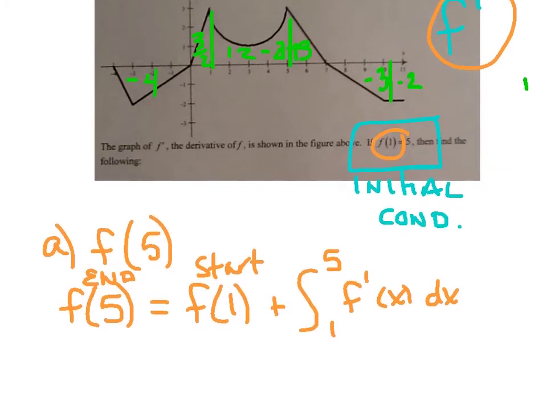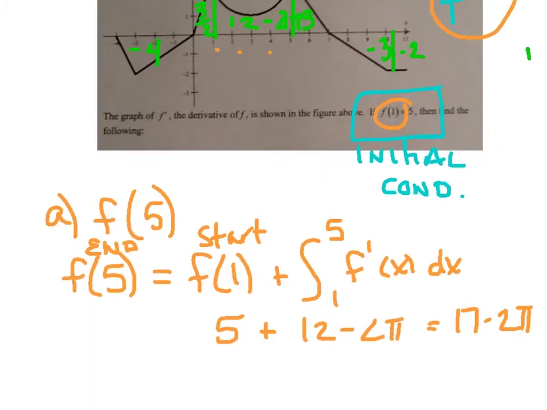So I'm just going to scroll up a little here. f of 1, that initial value is 5, plus the integral from 1 to 5. We'll just calculate your work there from 1 to 5. I would say that's 12 minus 2 pi. So hopefully we've got a total of 17 minus 2 pi.